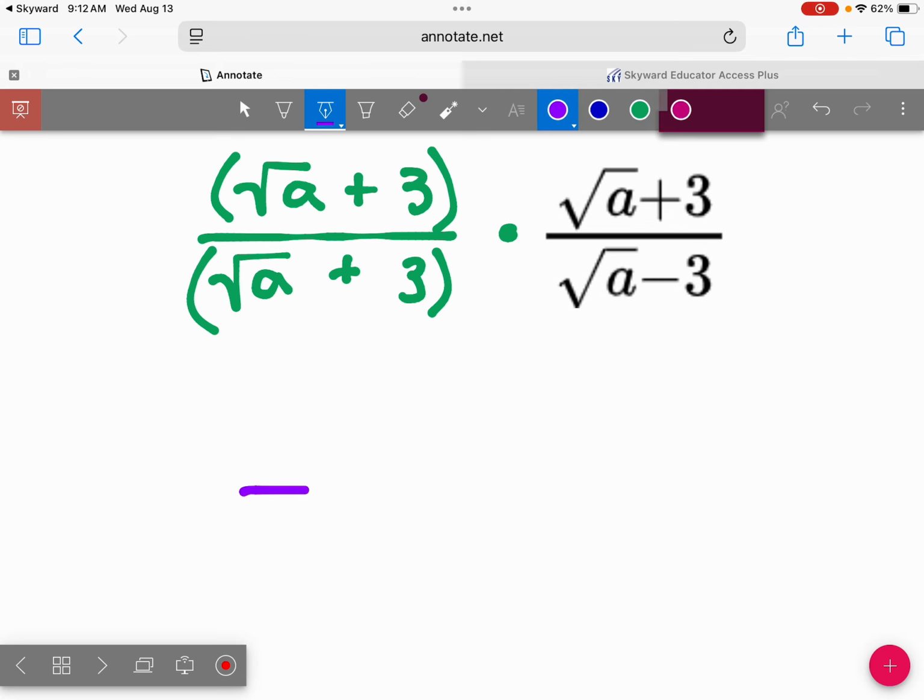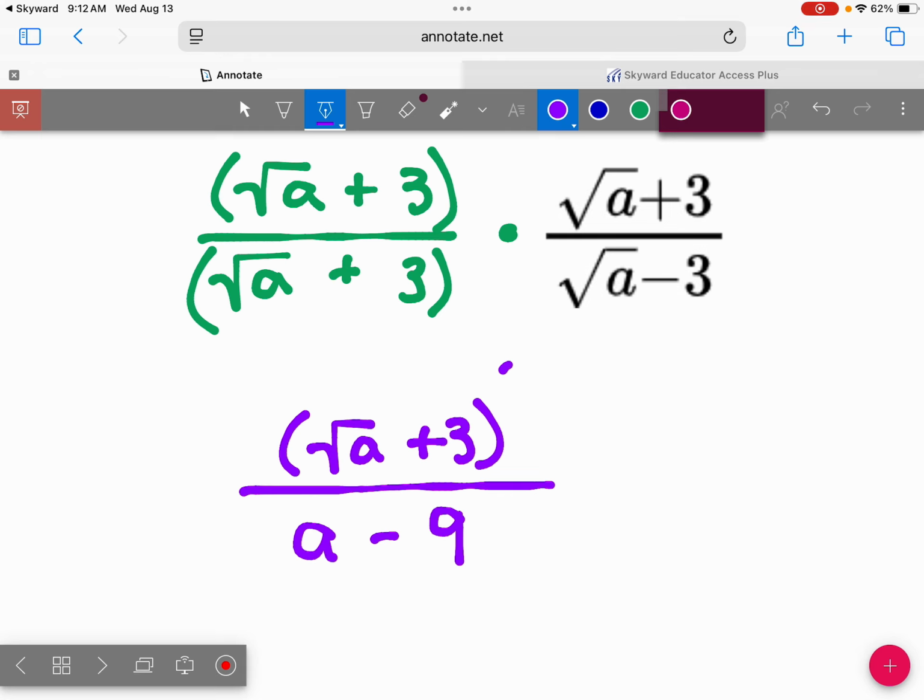So what are we going to wind up with in our denominator? A minus what? 9. So just be careful with that because we need to make sure we wind up with our term squared. And then in our numerator, we have our square root of a plus 3 times square root of a plus 3, which we can do shortcut form as square root of a plus 3 squared.